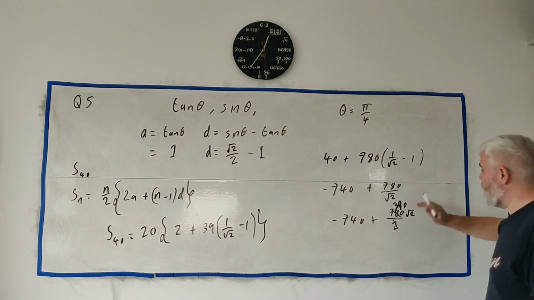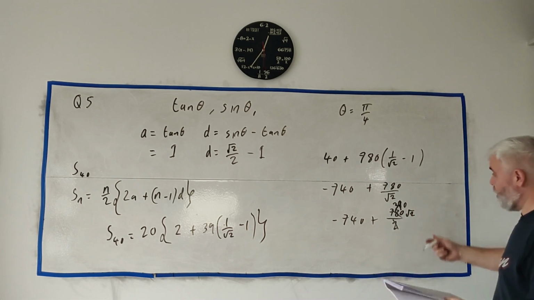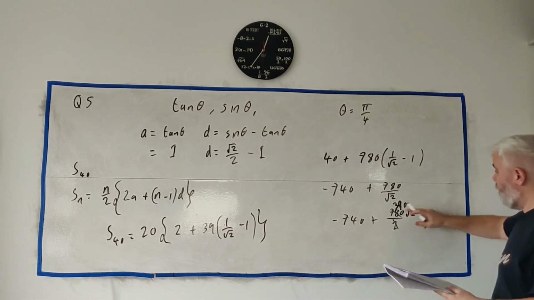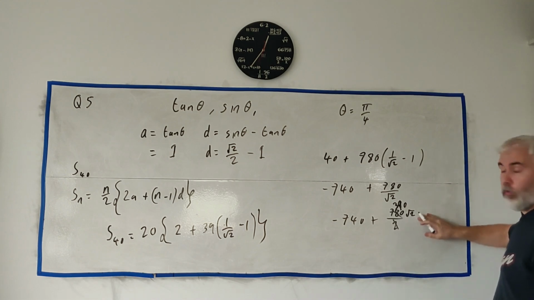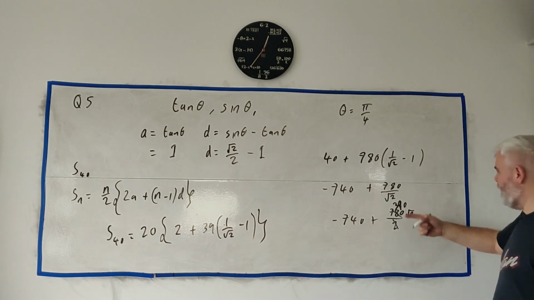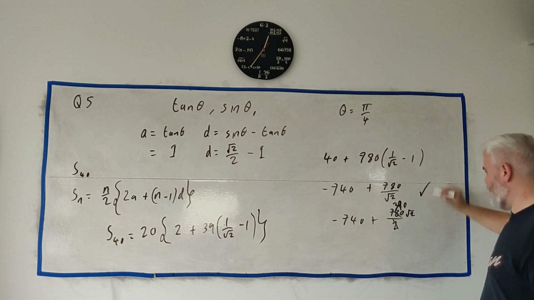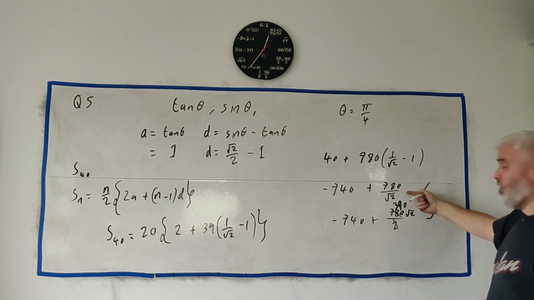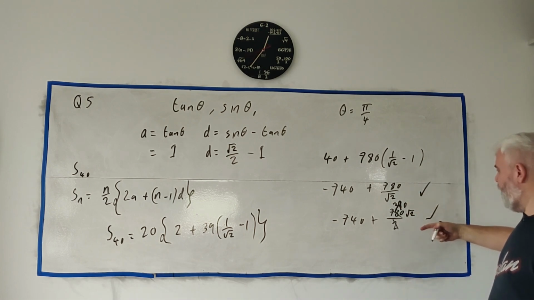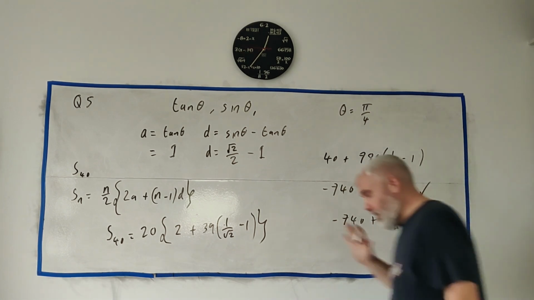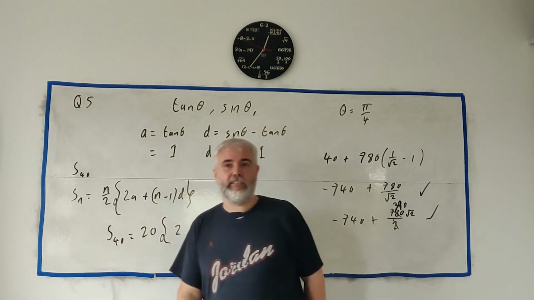780 divided by 2 is 390. And that's the answer I have down: minus 740 plus 390 times the square root of 2. But the other answer there, this one, both of these are correct. Just some calculators write it like this. I think most write it like this one. Anyway, whichever you get is fine.